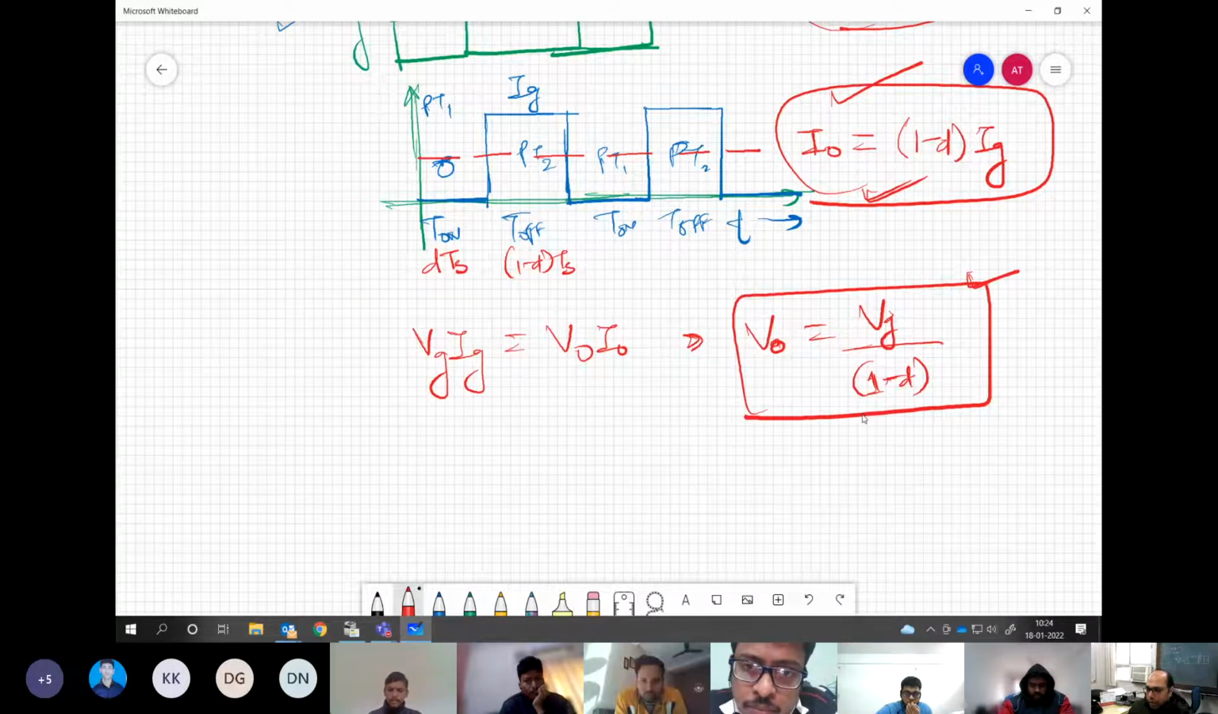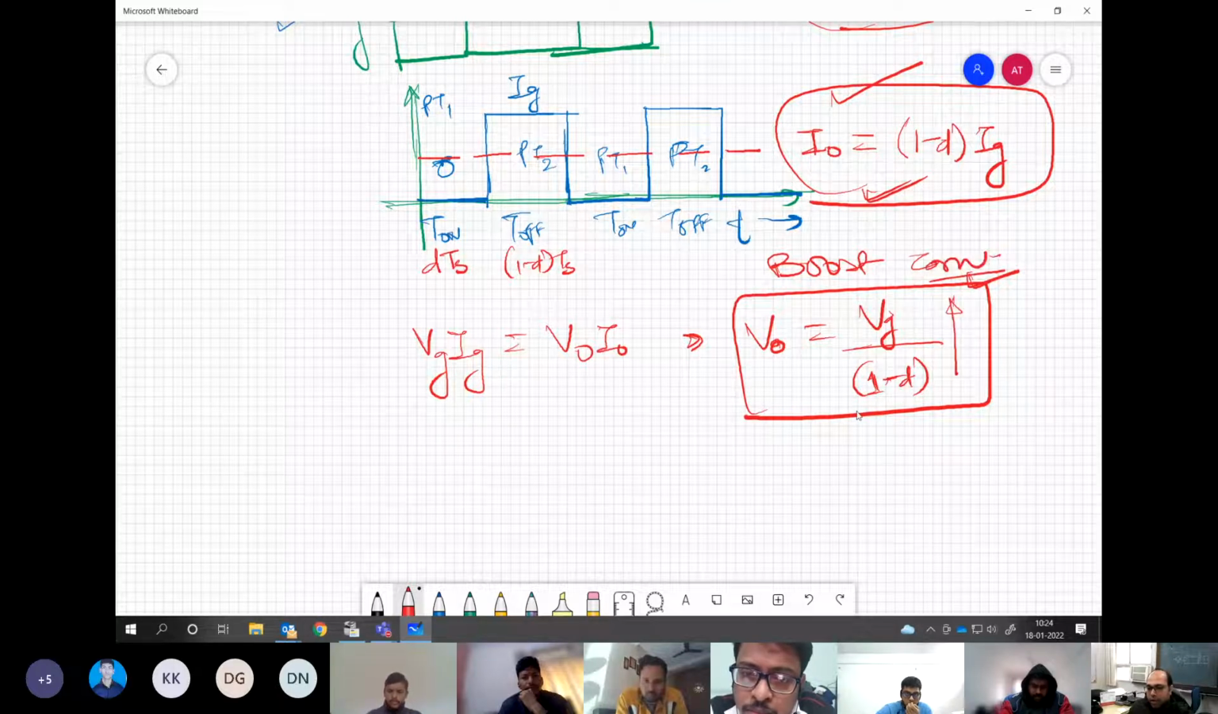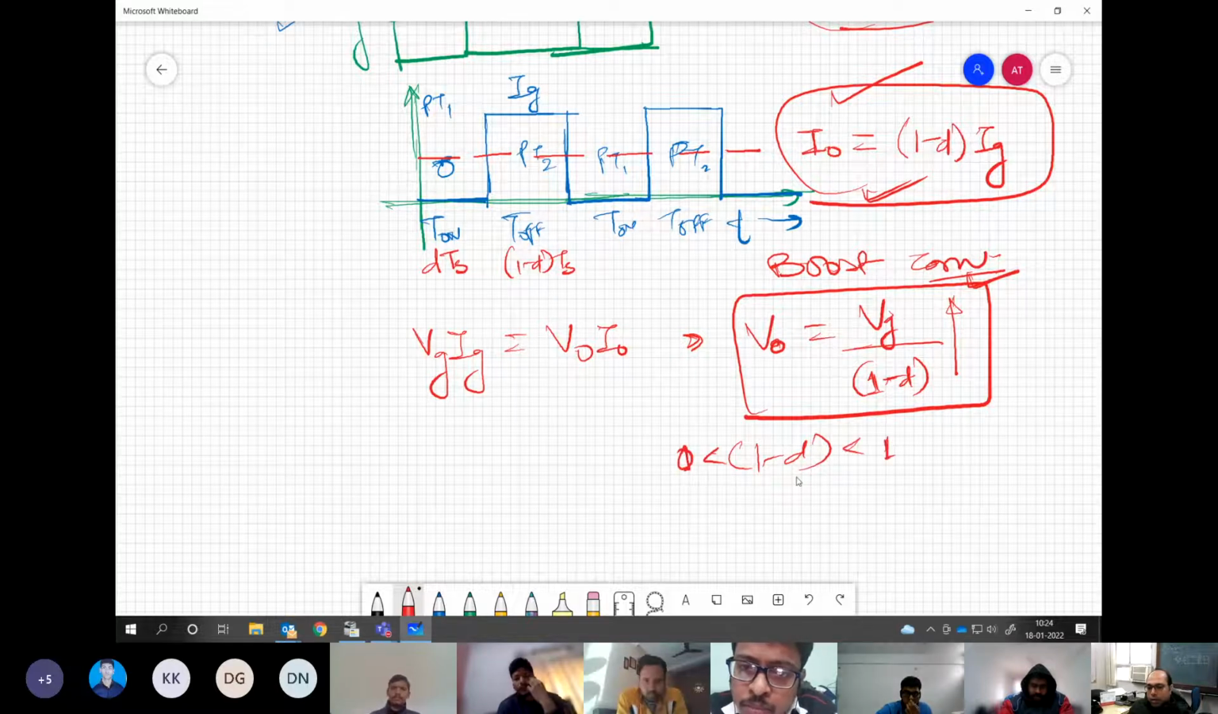You understand my point? Yes, sir. This is what we call the famous boost converter. Voltage is getting boosted because 1 minus D is always going to be between 0 and 1, so this is less than 1. So always we are going to have some higher voltage on the output side.